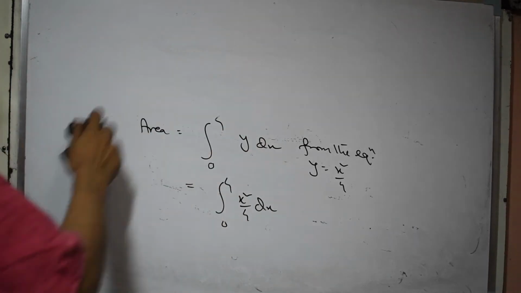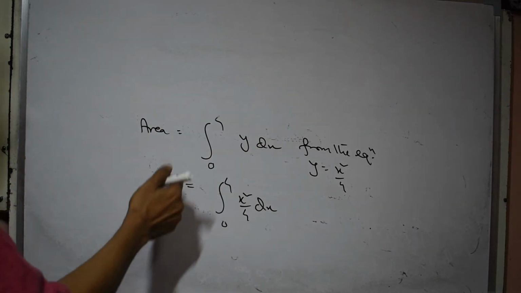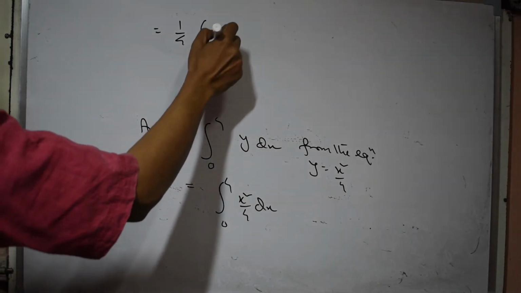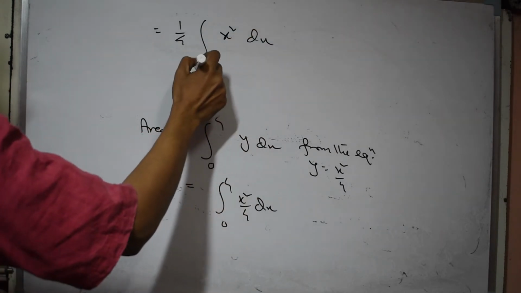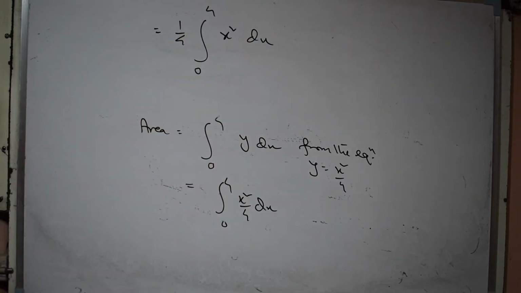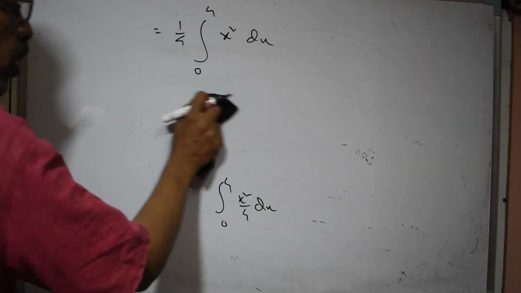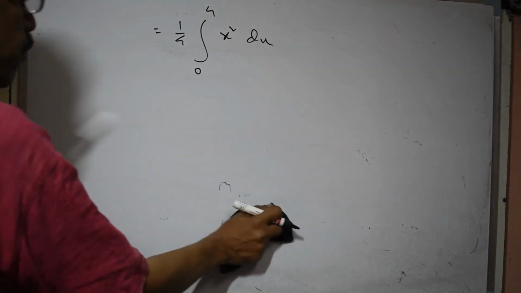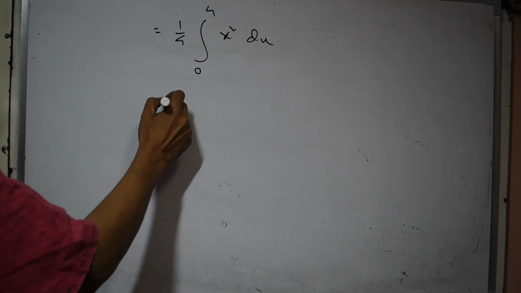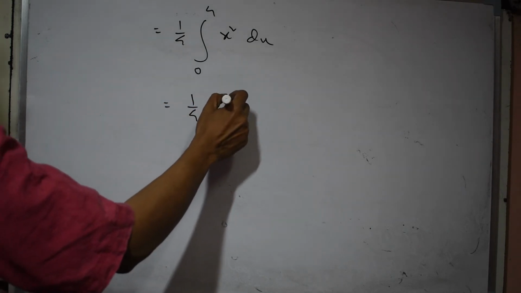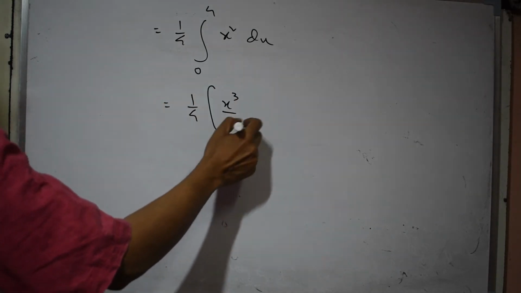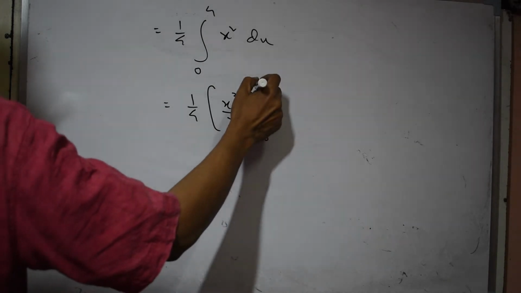Diagram is very important, but already I have shown the diagram. 1 by 4 outside, and x square dx is the integral between x is equal to 0 to x is equal to 4. This is called a definite integral. Why definite? Because these two values are fixed. Now if I integrate it, x square integration is x to the power 3 by 3, and the limits are x is equal to 0 to 4.